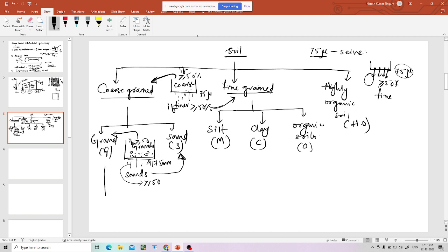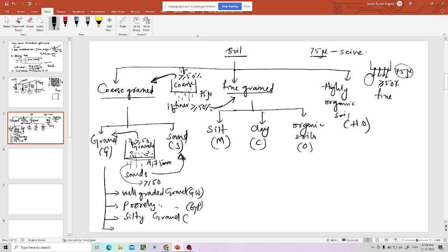Now I told you under gravel also there are four. Again, what are those four? One is well graded gravel, GW. Another one is poorly graded, GP. Another one is silty gravel, that means silt content is there. The finer content is there in the gravel. Silty gravel, you can take it as GM, because silt is M, gravel is G.